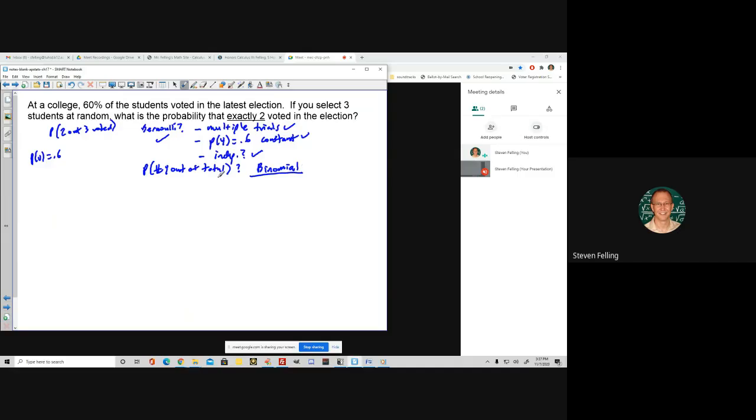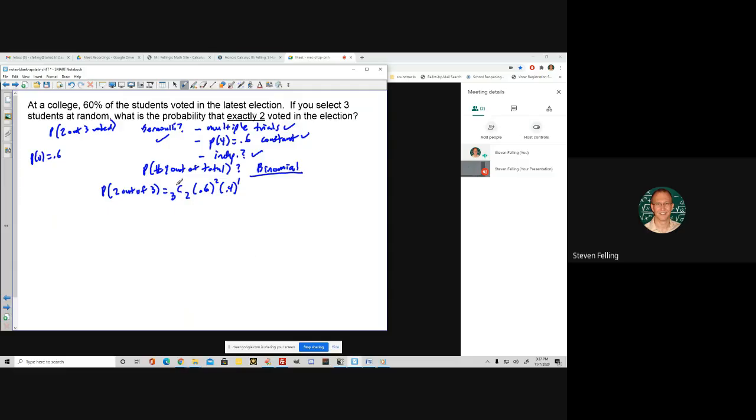Okay, and so what that means is instead of doing the tree, I can just say, okay, the probability of 2 out of 3 is 3 combination 2. The probability of voting, which is 60%, and 2 people have to vote, and the probability of not voting is 40%, and 1 person has to not vote.